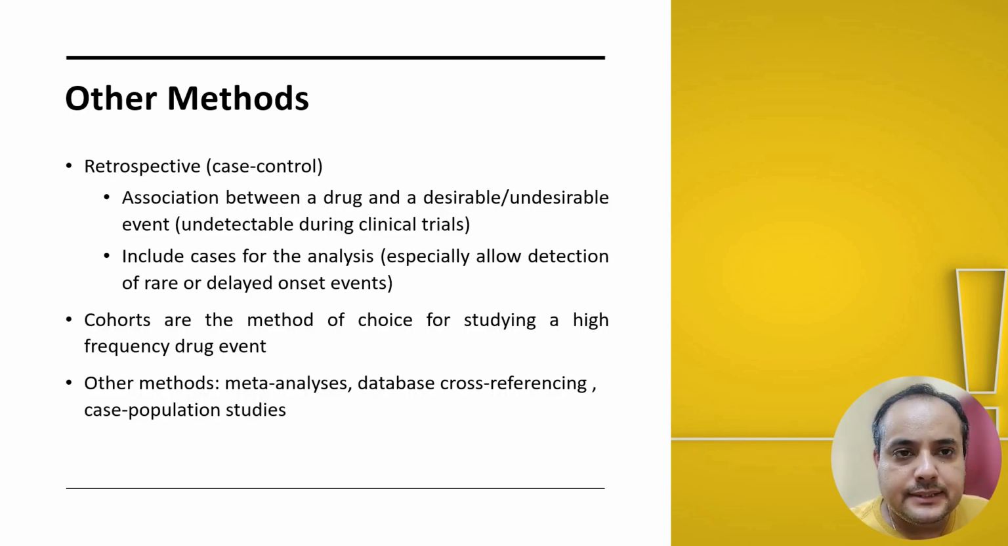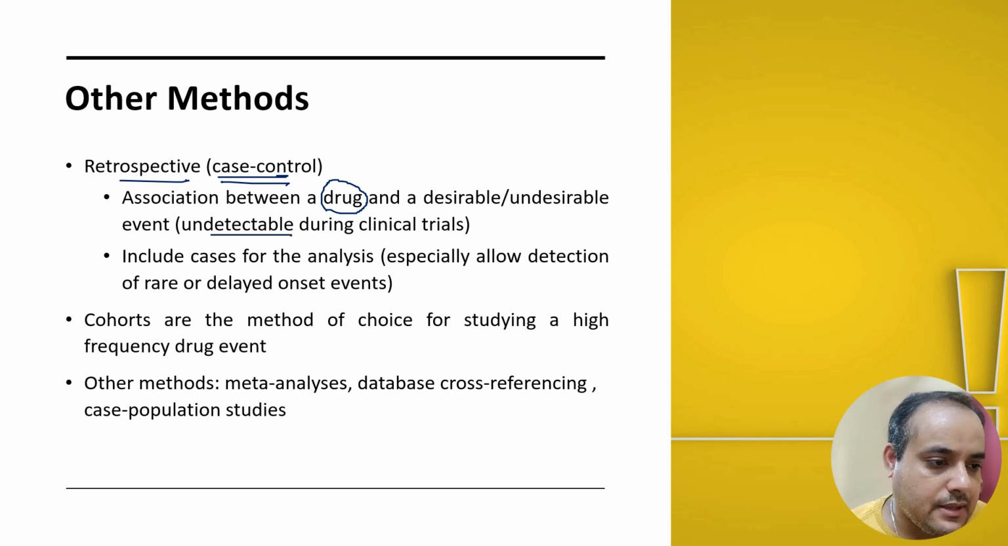So now other than the descriptive and the analytical method, which are the two major methods of pharmacoepidemiological study, there are some other methods as well. They are the retrospective or the case control studies. In the case control study, we find the association between a drug and any desirable or undesirable event which was undetectable during the clinical trials.